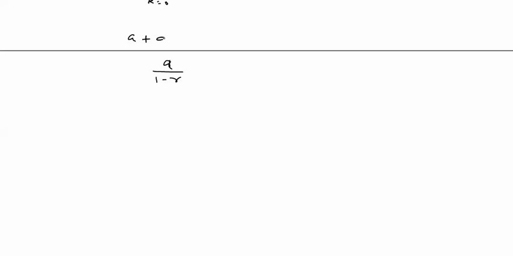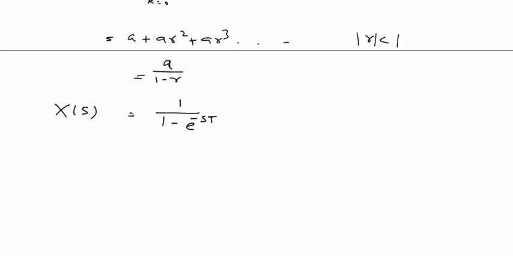If the GP is a plus ar square plus ar cube and so on, r is always less than 1. GP solution: first term I have 1 and r is e power minus st. This is the Laplace for this term, summation k equals 0 to infinite of e power minus ksT, from del t minus kt. Laplace for this term.